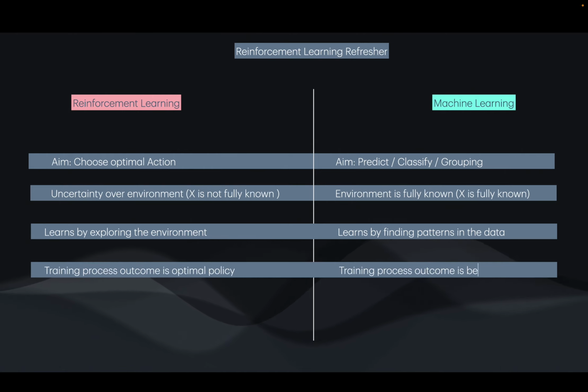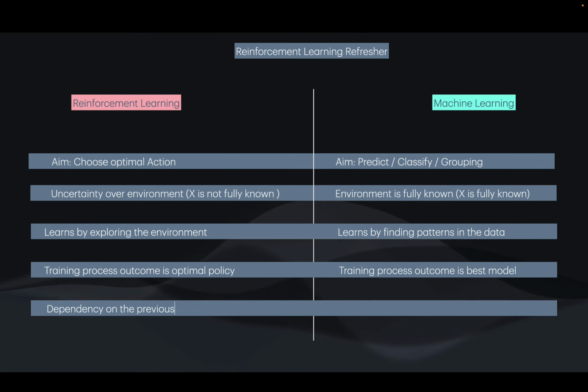The training process outcome for reinforcement learning is the optimal policy, and for machine learning the training process outcome is the best model, right? Then there is a dependency on the previous action that the reinforcement learning model has taken. But in case of machine learning, each observation is kind of independent in nature, right?